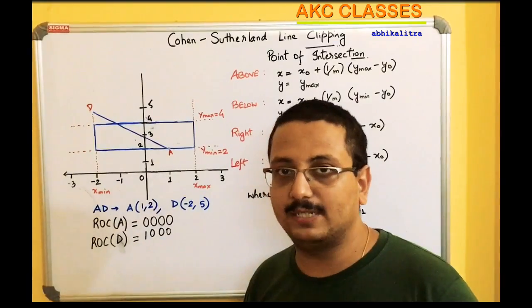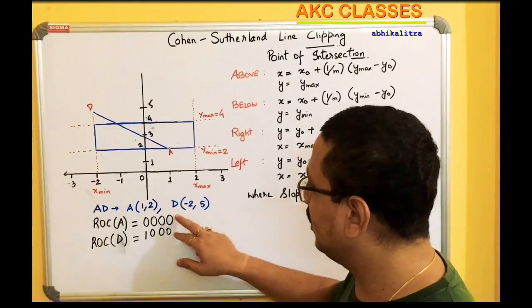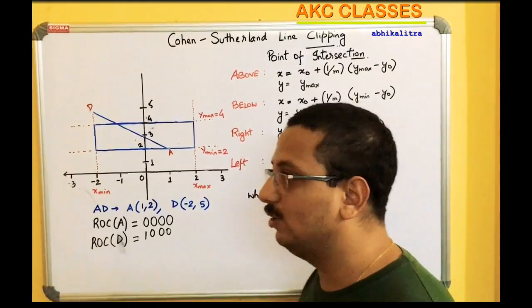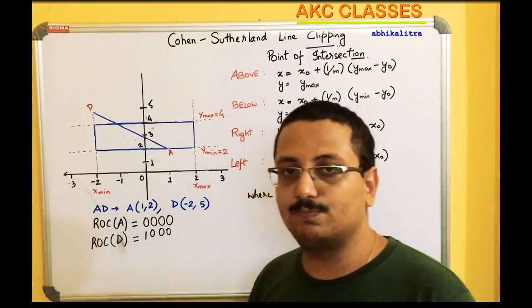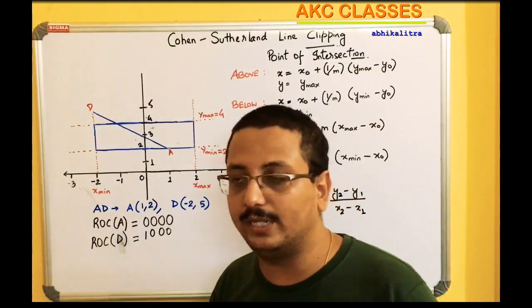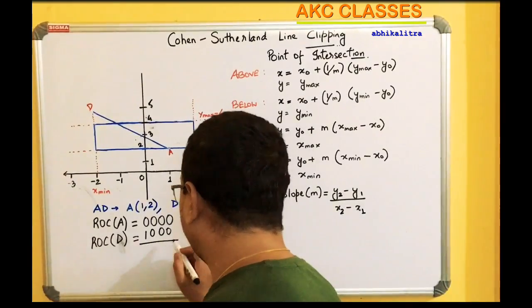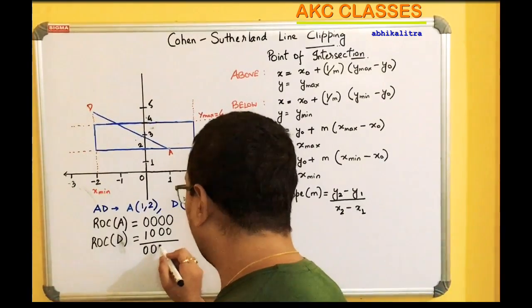For the trivial acceptance test, we'll perform a logical OR. If we perform logical OR, obviously we are not going to get a zero value, which means that this particular line does not have both of its endpoints inside the rectangle boundary. So now we move on to the logical AND operation, and if we perform the logical AND operation, we see that we get all zeros.